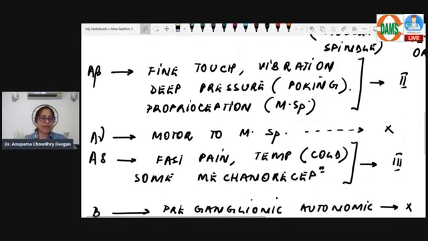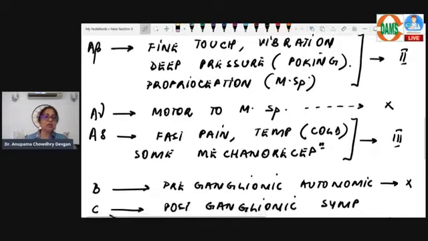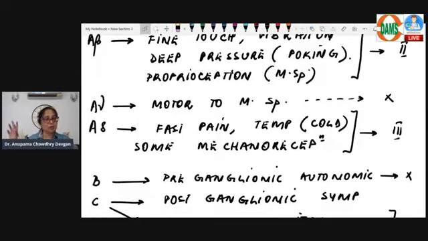A beta is meant for fine touch, for vibration, for deep pressure such as poking, and for proprioception. For proprioception, only the muscle spindle. So muscle spindle has two types of sensory fibers, 1A and 2. Golgi tendon organ has one type of sensory fiber, and that is 1B. A gamma is motor to the muscle spindle. Muscle spindle also has a motor supply, and that is A gamma.